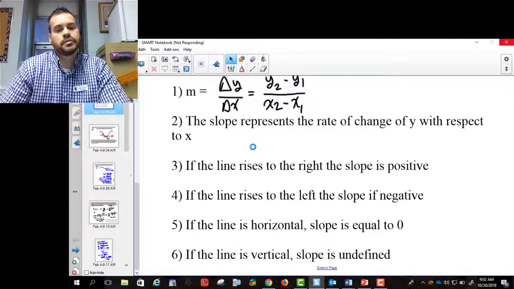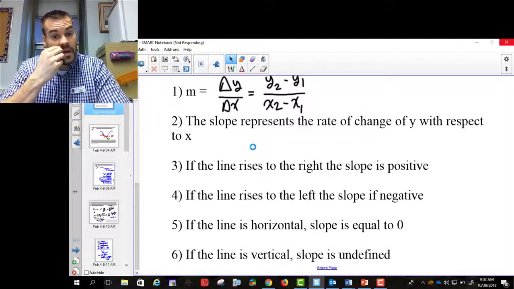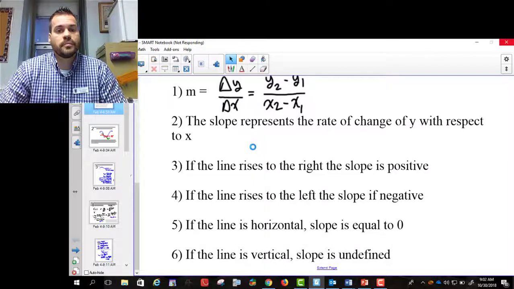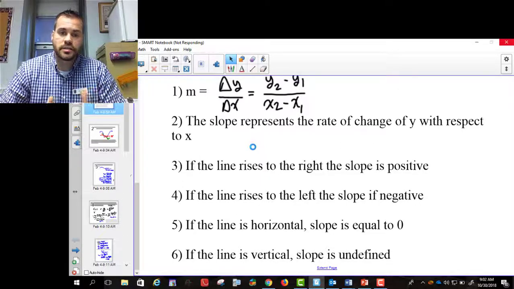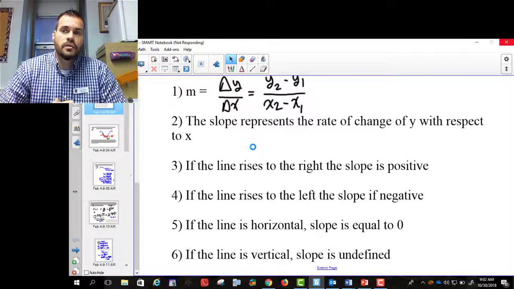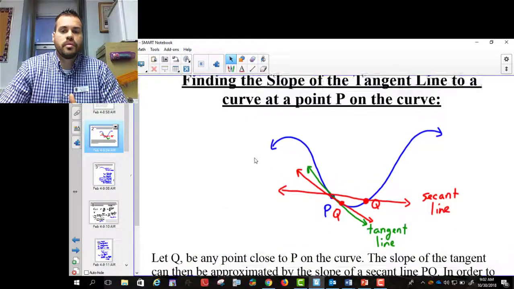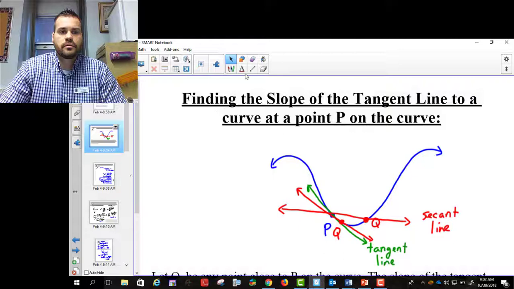What we're going to try to do is take our knowledge of slope and our knowledge of limits and marry them together to find the slope of a tangent line. So you know the definition of a tangent line. The slope of the tangent line is the slope at one point, right? Because the tangent line touches the curve only at one point. So the problem arises: how do I get the slope at one point?